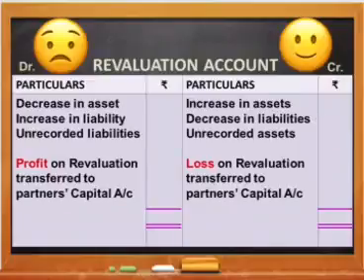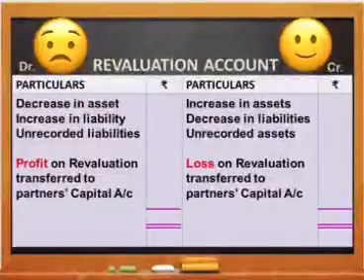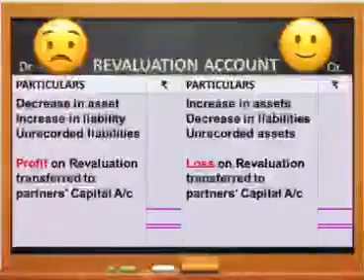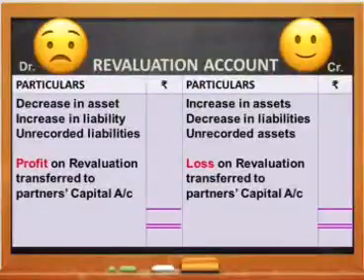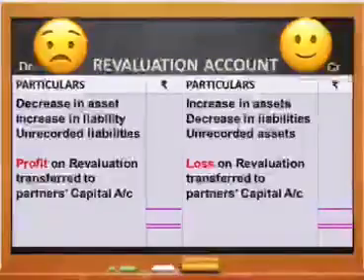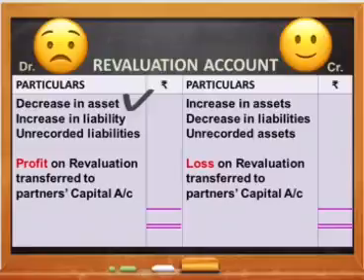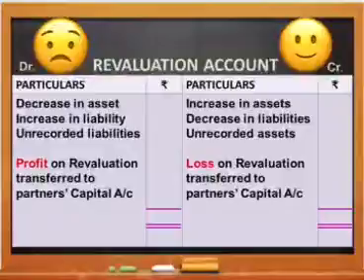If you find an unrecorded asset in the books of account, for example, you had an office equipment of rupees 10,000 but it was not recorded in the books of account. Now when you locate this unrecorded asset and revalue it, it will make you happy since your assets have increased. So unrecorded assets are credited in the revaluation account. Now let's discuss the debit side of this account that will make the partners sad. For example, if the value of your asset falls, it decreases, then it will make you sad. Hence, it will be debited in the revaluation account.